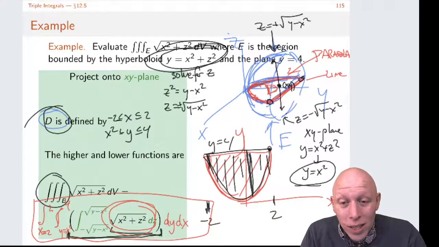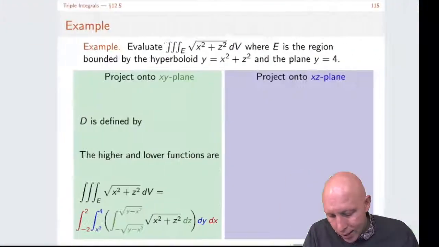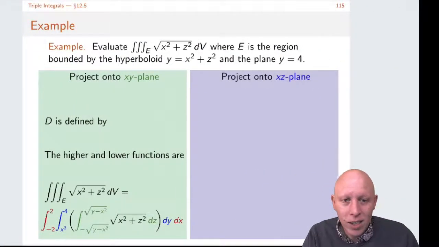But I bet if we put this in Mathematica and said calculate this integral, it would give us the answer. But let's set this up in a way that we can actually do by hand. And that is to say, let's project onto the xz plane instead of the xy plane.